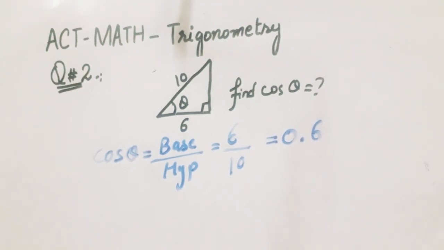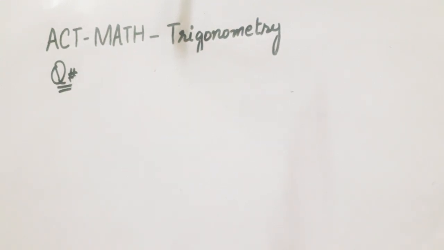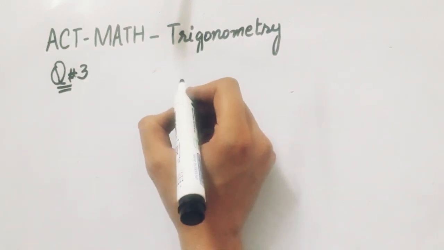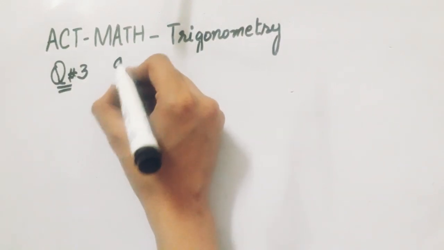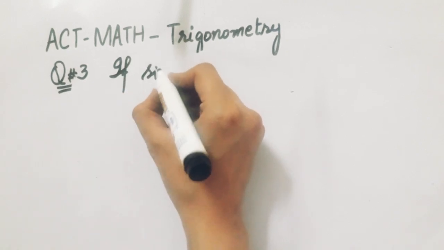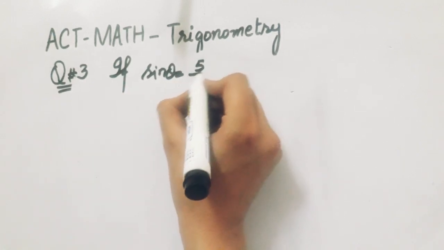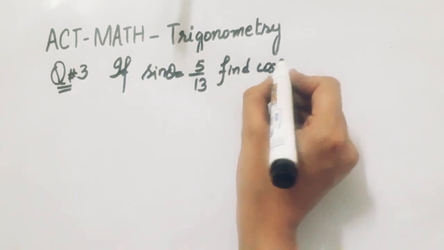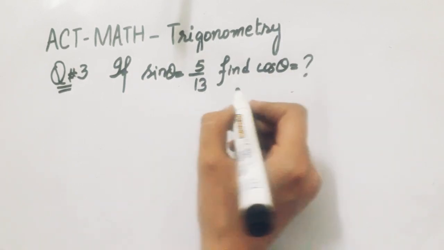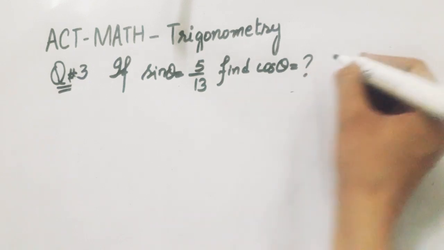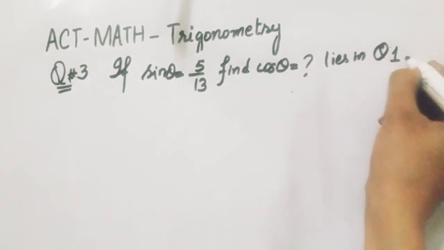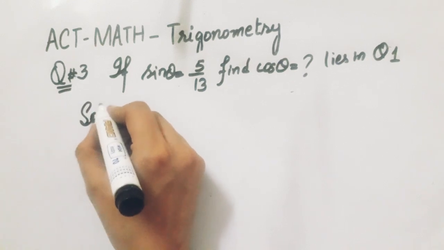Now we will solve another important question. Question number 3 is, if sine theta is equal to 5/13, find cos theta. And sine theta and cos theta lie in the first quadrant.